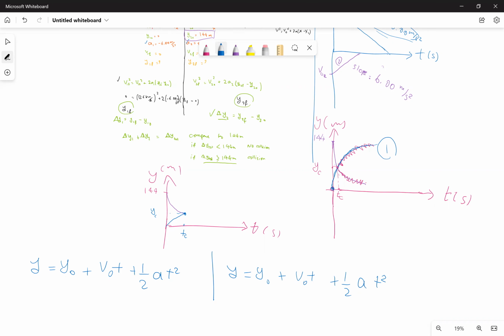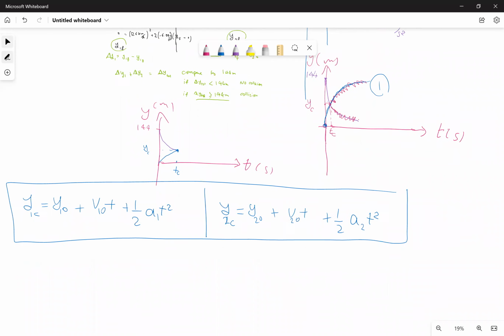If I write this down for the first car, car 1 or vehicle 1, this is going to be y1c equals y10 plus v10 times t plus half a1 t squared, and this is going to be y2c equals y20 plus v20 t plus half a2 t squared. This is going to be the two equations for both of them.